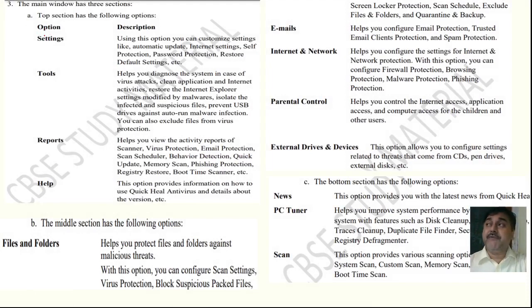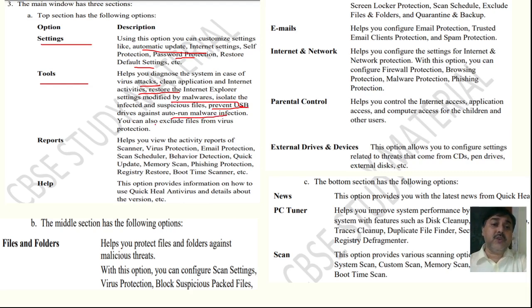Now when you are maintaining this particular structure, you find that there are different types of settings and different patterns of tools. Using these options you can customize the settings for automatic updates of the internet. Password protection should be there, and it should be restored. You should help diagnose the various types of virus attacks and the various patterns of restoring the internet. For malware, there is isolation, and USB prevention, to prevent malware infections.